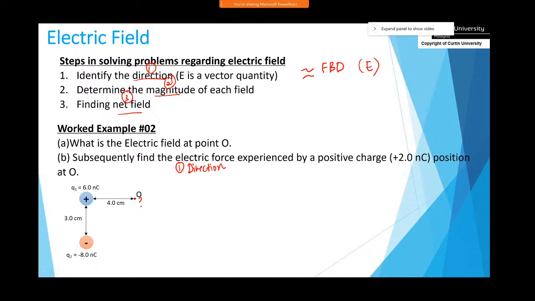The electric field generated by Q1, which is E1, will be moving away from Q1, because positive charge is always moving outwards. How about E2? Going inward for negative charge, so your E2 will be going towards your Q2. Once you are done with your direction, let's move on to find the magnitude.